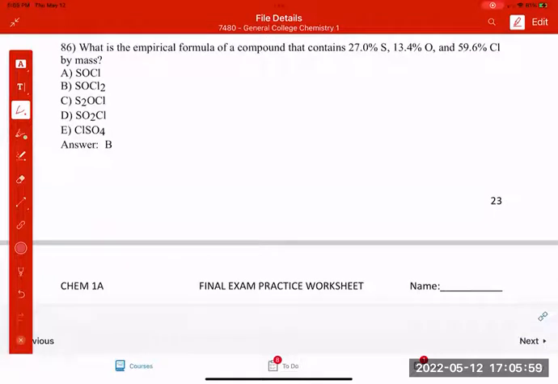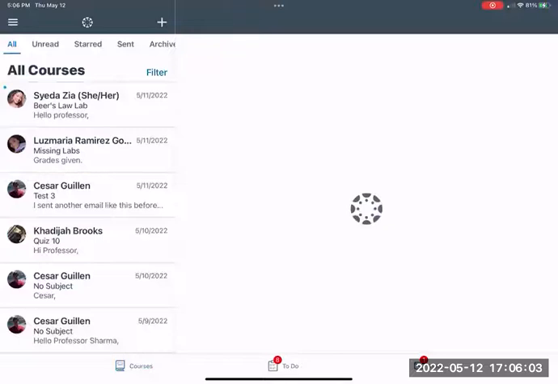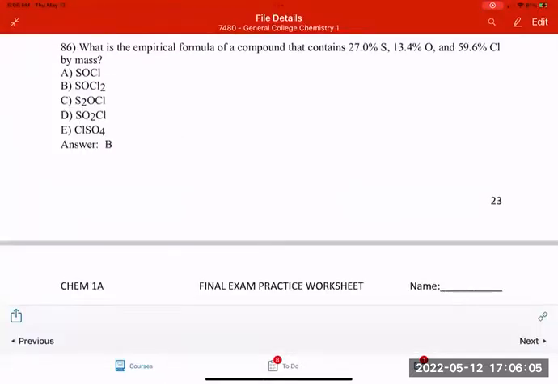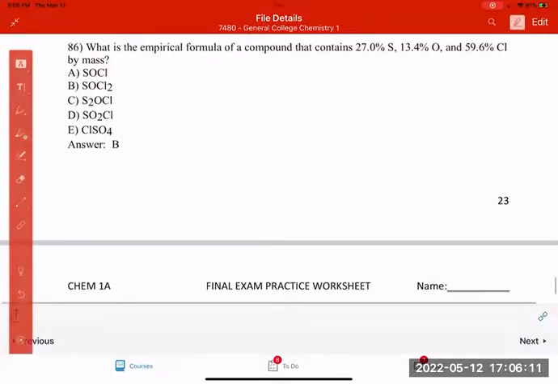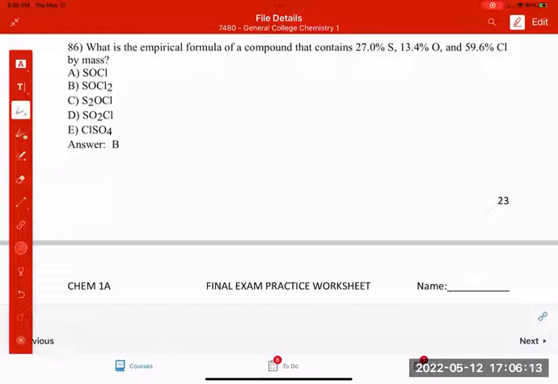Okay, let's do this one, the empirical formula. So this guy over here, percentage of sulfur converts to what? This becomes what? 27 grams. Grams, very good.